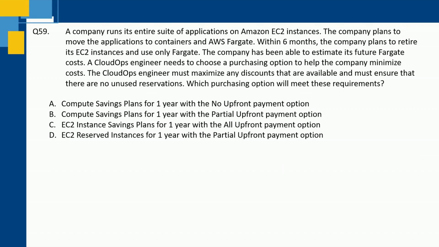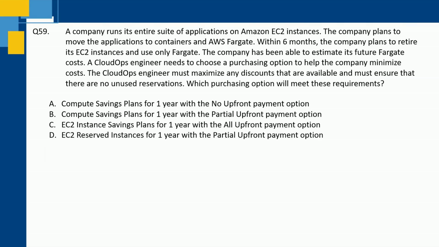Next question. A company runs its entire suite of applications on Amazon EC2 instances. The company plans to move the applications to containers and AWS Fargate. Within 6 months, the company plans to retire its EC2 instances and use only Fargate. The company has been able to estimate its future Fargate costs. A CloudOps engineer needs to choose a purchasing option to help the company minimize costs. The CloudOps engineer must maximize any discounts that are available and must ensure that there are no unused reservations. Which purchasing option will meet these requirements?